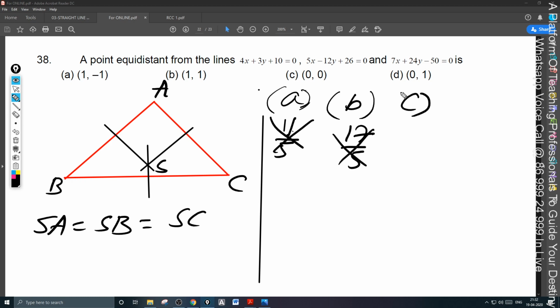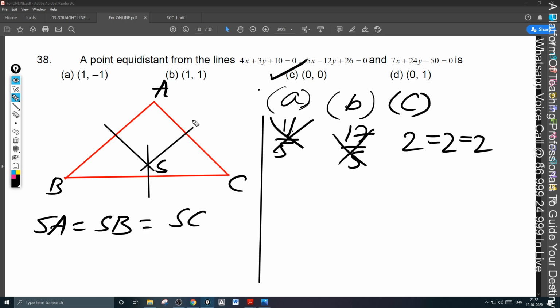Go over to option C. 10 by 5, it is 2. It is 26 by 13, it is 2. It is 50 by 25, it is 2. So the answer is 0, 0, which is nothing but the circumcenter.